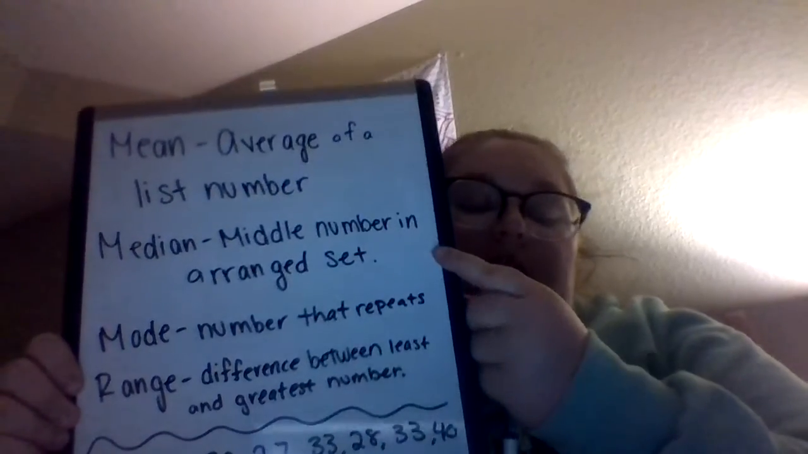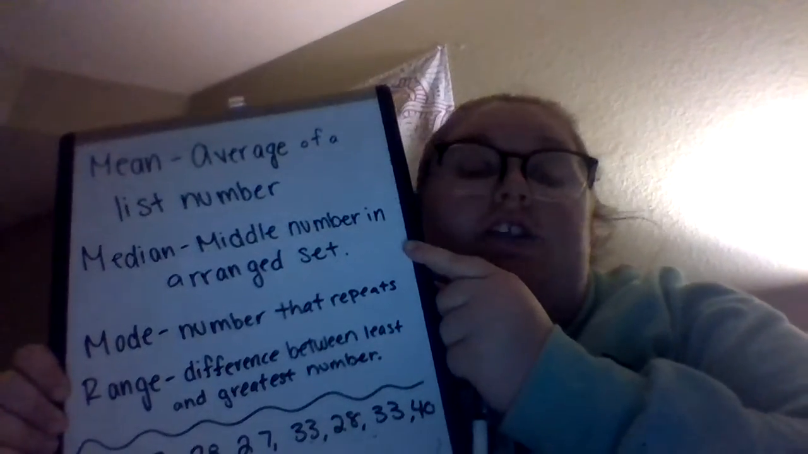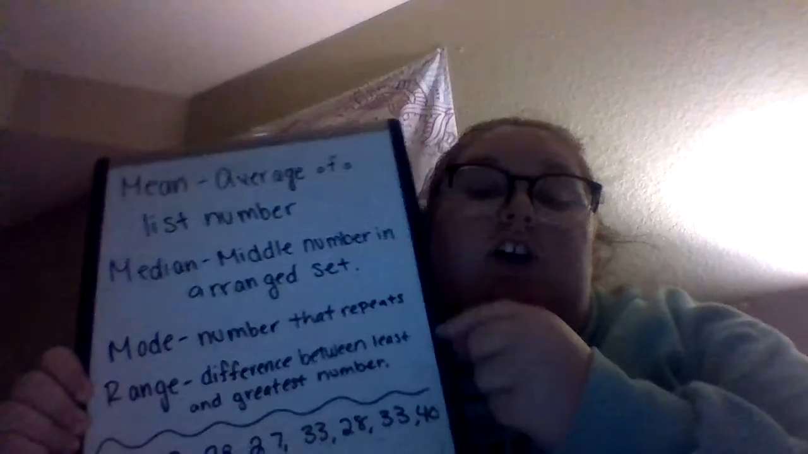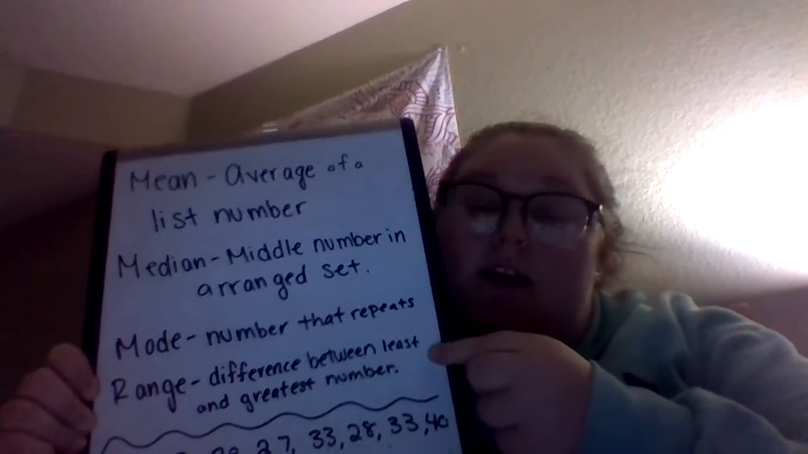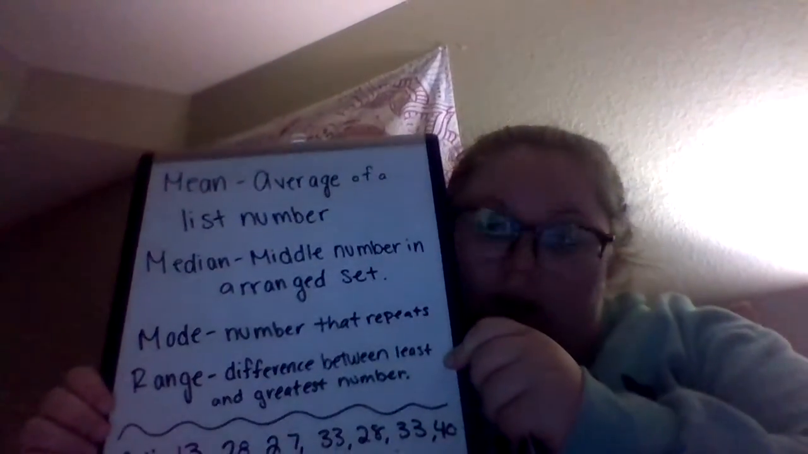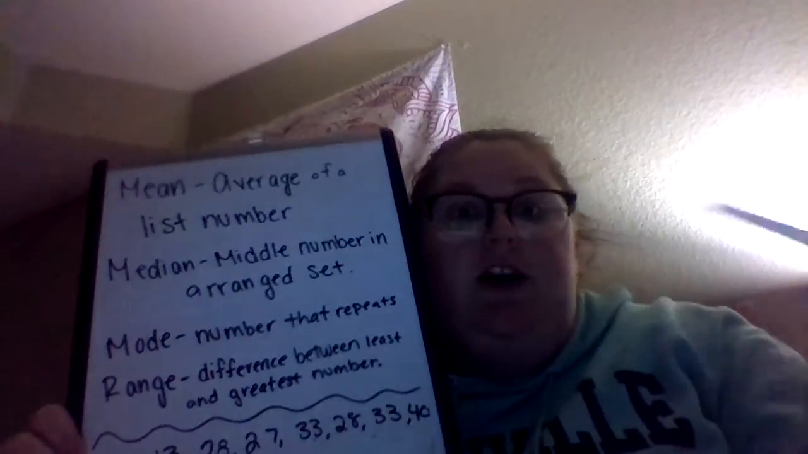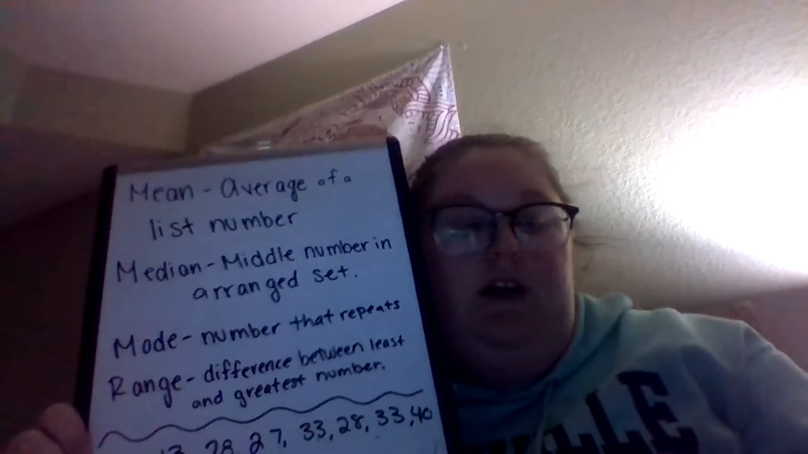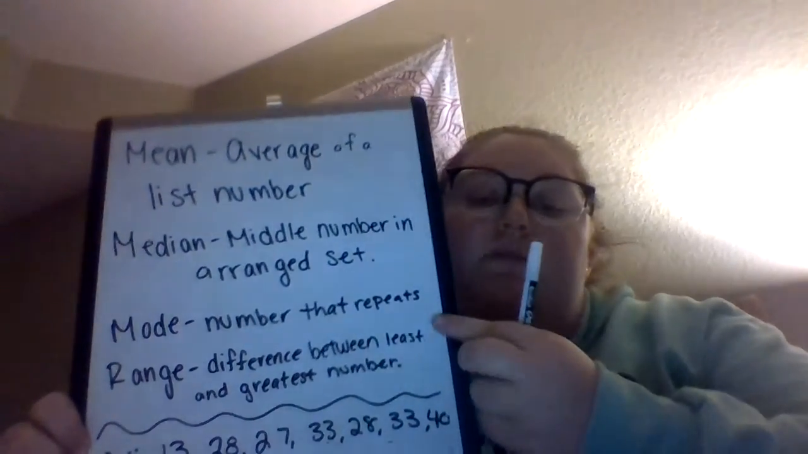Next is our median, which is the middle number in an arranged set. An arranged set means it starts from the least number and it goes to the greatest number, just like our number line, if we start at 0 and then it goes all the way up to our biggest number.